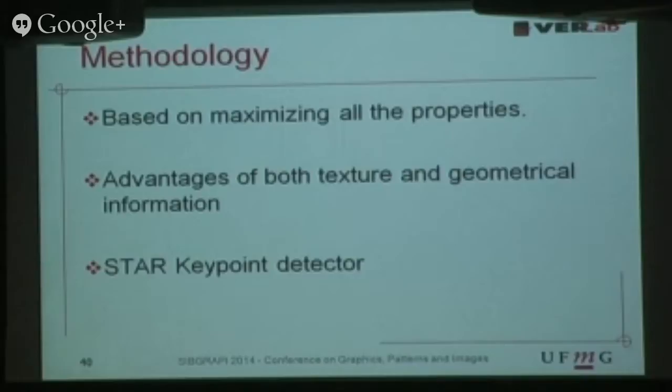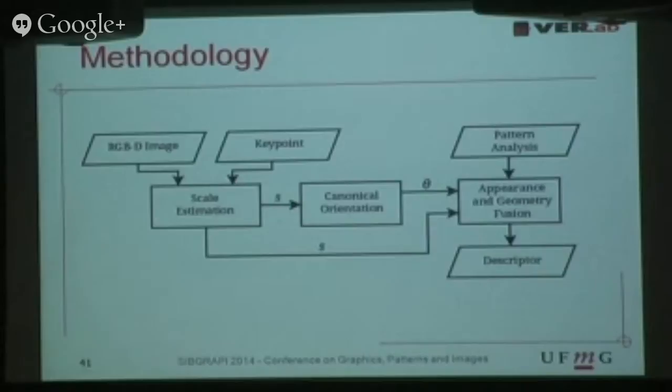So basically, this is the pipeline of the methodology. You have the RGBD image as an input, and you have the keypoint, and then you basically have to find out the scale. And with the scale, you derive your canonical orientation. And from that, you fuse, simply put, you combine the information. After some pattern analysis, we generate our descriptor.